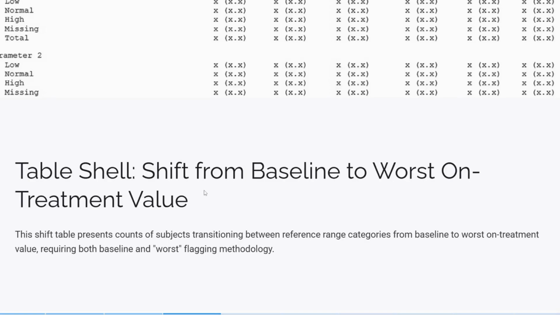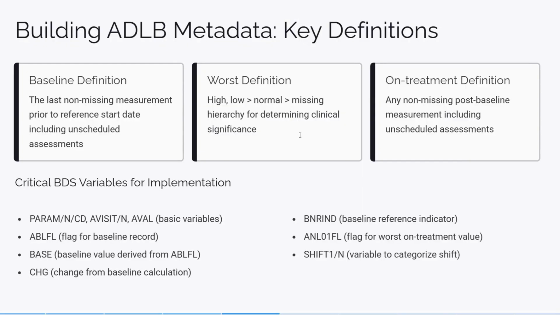so the table shall show shift from baseline to worst on-treatment values. So this shift table presents counts of subjects transitioning between the reference range categories from baseline to worst on-treatment value, requiring both baseline and worst flagging methodology. So the baseline definition: the last non-missing measurement prior to reference start date, including unscheduled assessments. So the worst definition: high, low, normal, missing hierarchy for determining the clinical significance. And the on-treatment definition: any non-missing post-baseline measurement including unscheduled assessments.